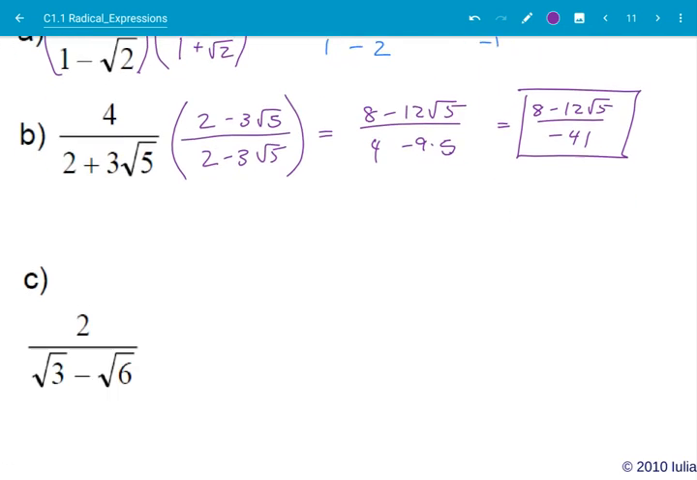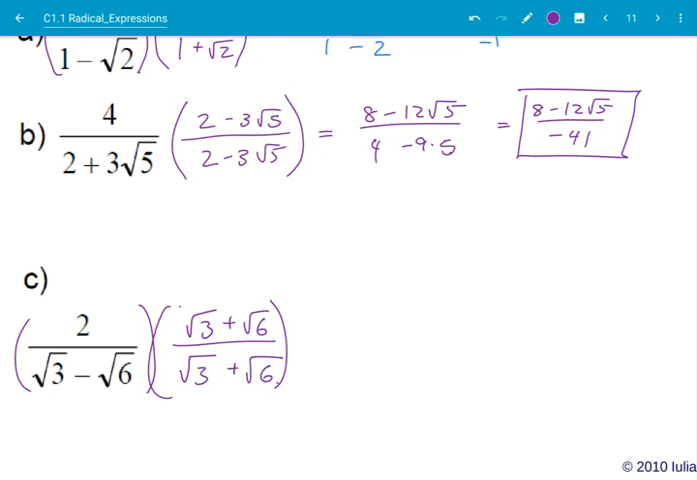And for C, the conjugate would be root 3 plus root 6. So a special version of 1, numerator and denominator are the same. 2 root 3 plus 2 root 6 over 3 minus 6. It's negative 3 in the bottom. I didn't do it on the last one. Maybe we should. We'll put the negative out in front. 2 root 3 plus 2 root 6 in the numerator, and that's done.